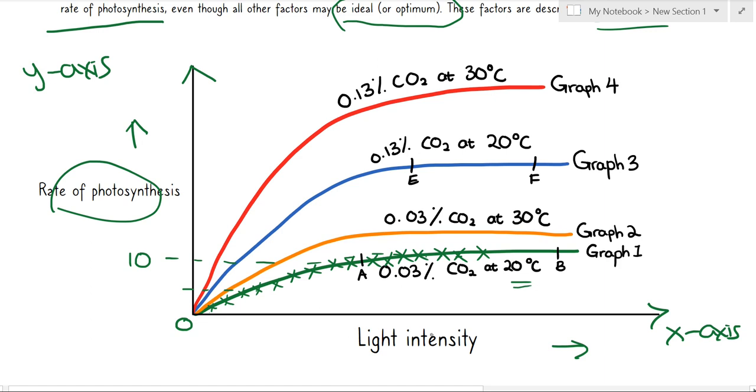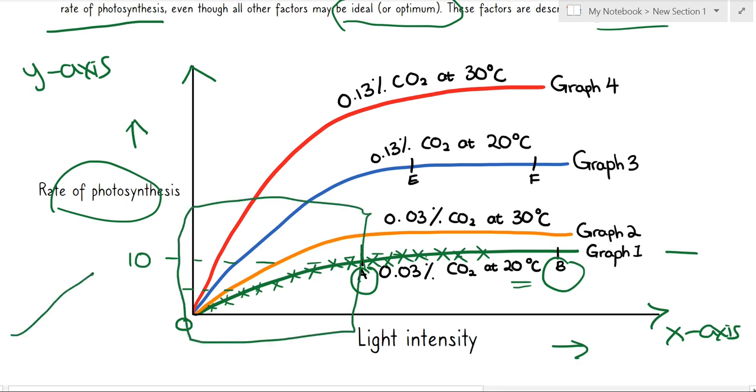So as you increase light intensity further, the rate of photosynthesis is not increasing from point A to point B because it is a straight line. This means that light intensity is not a limiting factor between point A and point B. Light intensity is a limiting factor around here, in this area right here. Whenever the graph slopes up, the limiting factor would be light intensity.